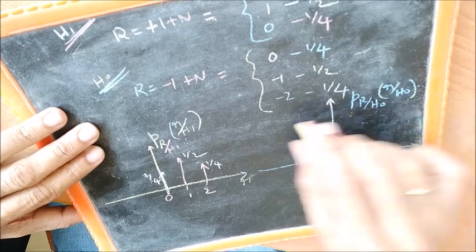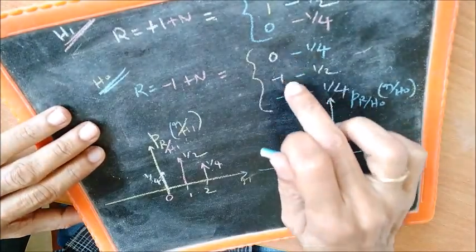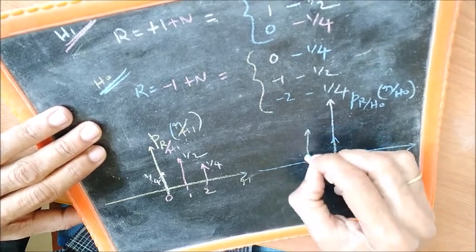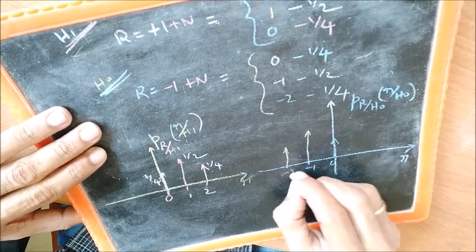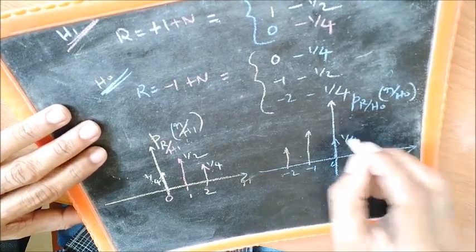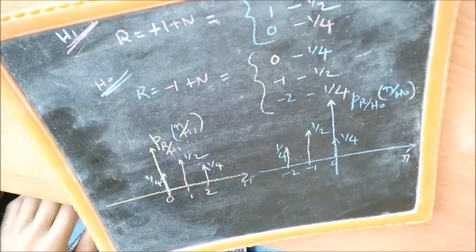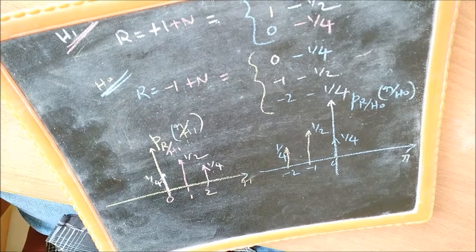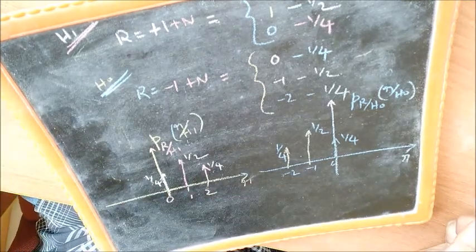When H0 is the true hypothesis, the noise can take value 0, minus 1, minus 2... with probability 1 by 4, 1 by 2, 1 by 4. So now we have understood what is the probabilistic transition mechanism.